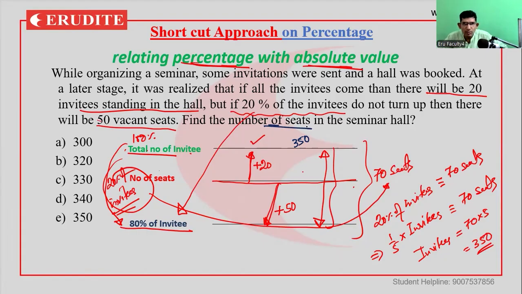So the question asks for the total number of seats. The total number of seats is what? 20 less than the total number of invitees. So the total number of seats would be simply 20 less, which is 330. So option C is my simple answer. Okay. Now moving to the next.